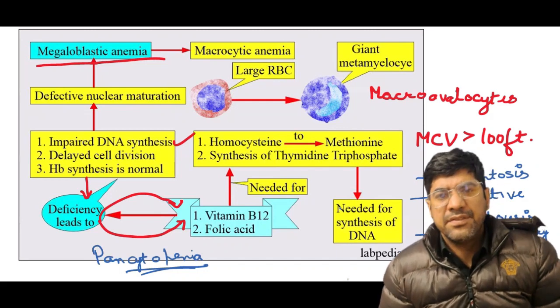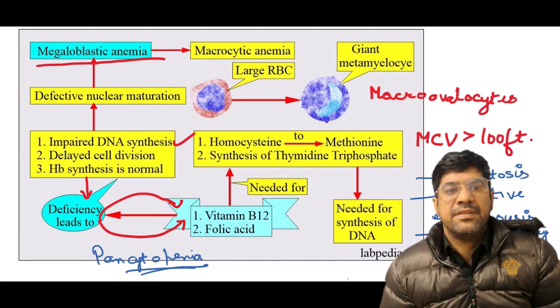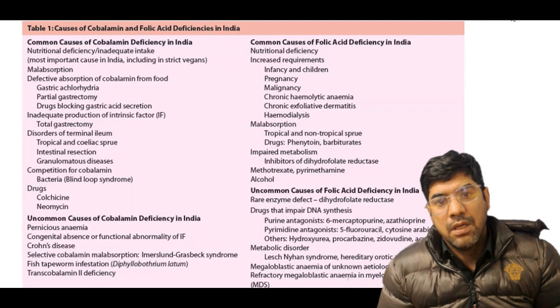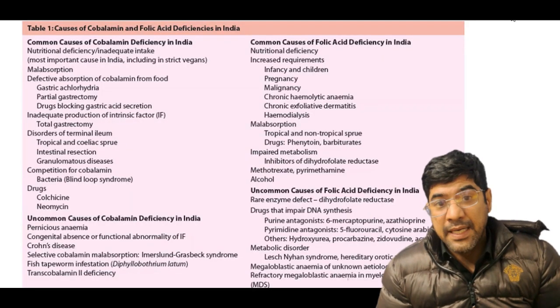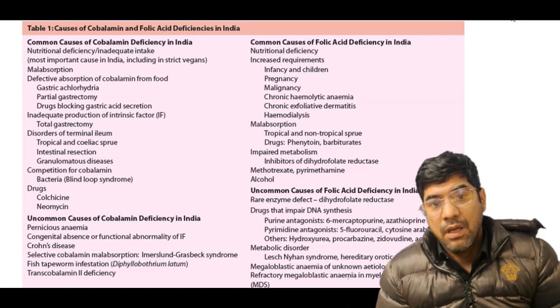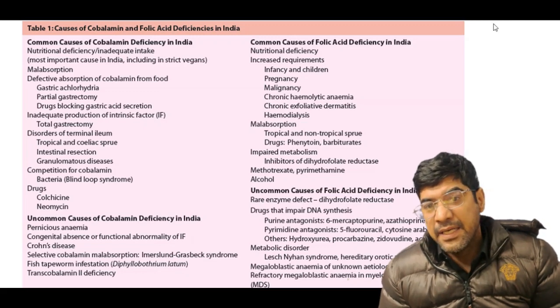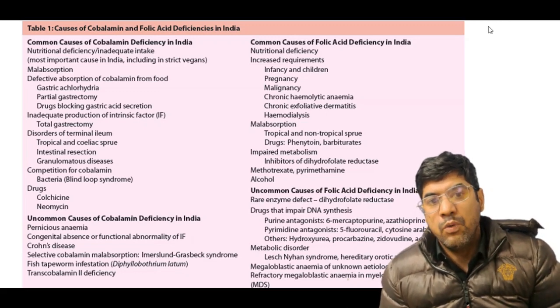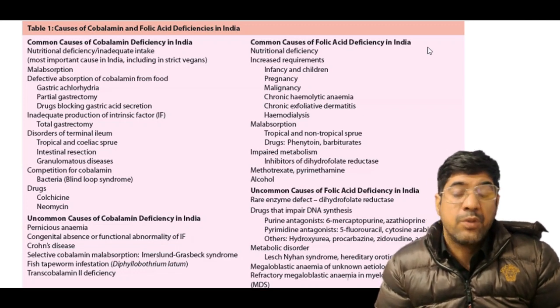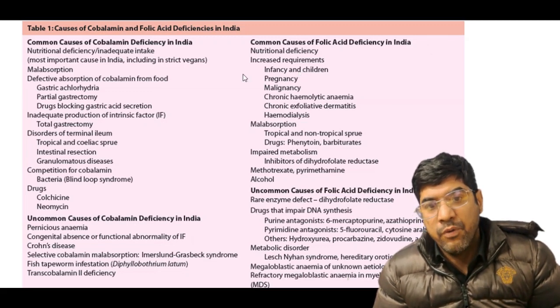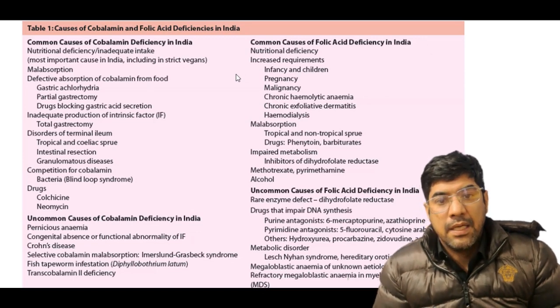Now, what are the causes through which this cobalamin deficiency arises? First of all is nutritional deficiency: inadequate consumption of foods that are rich in vitamin B12. It is particularly notable in strict vegetarians who exclude animal based products from their diet, which are the primary source of vitamin B12. Second is malabsorption. Issues related to absorption of cobalamin from food can lead to deficiency.